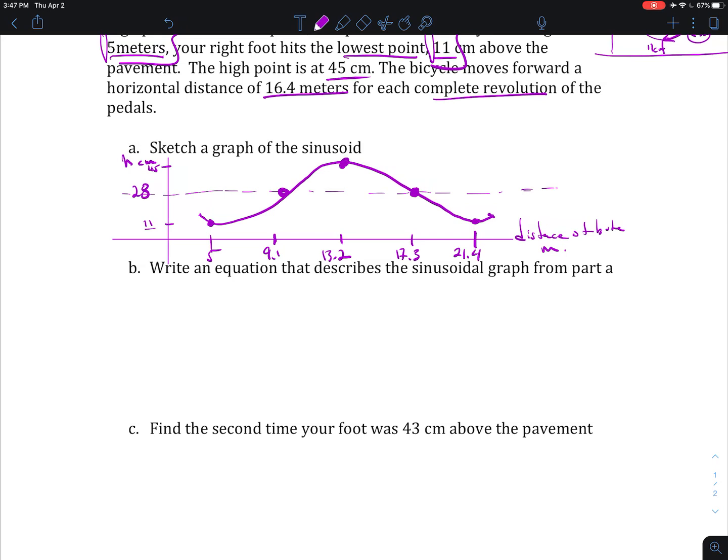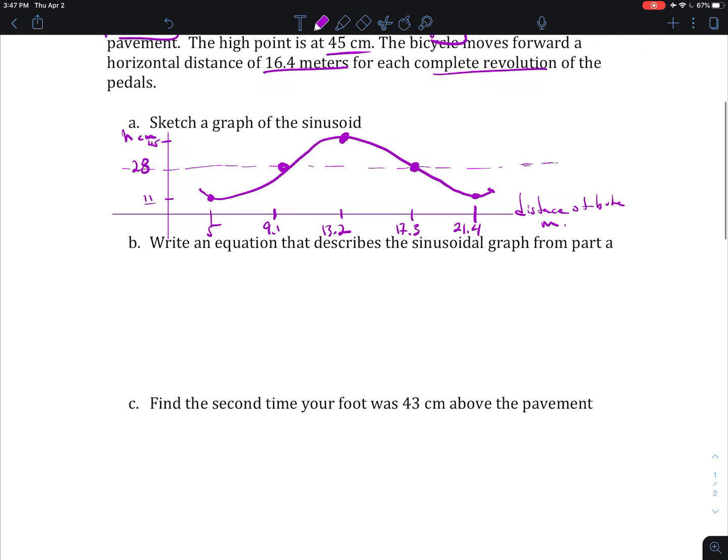There's your graph. Now we want to write the equation that describes this relationship. I'll probably go with the negative cosine relationship, the one I've effectively drawn. If you wanted to, say, start here and do a positive sine curve, you could do that. And I'll add that one in as well. But let me just start first with the negative cosine graph.